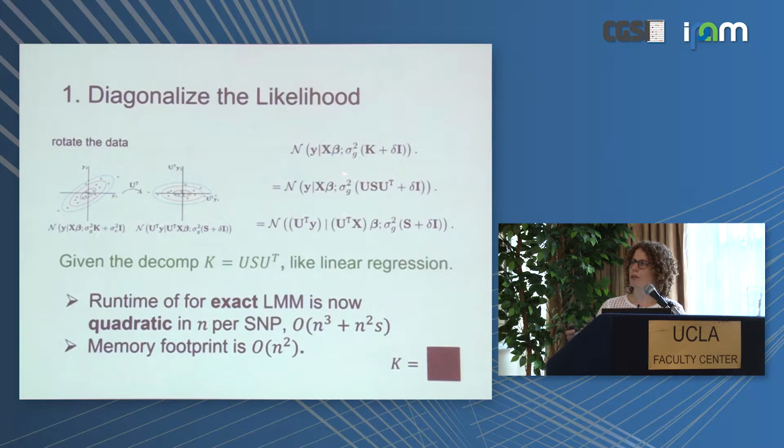And what you can do is you can literally, exactly rewrite the likelihood as follows, where you rotate the phenotype vector, you rotate your covariates, including the SNP you're testing, and what you're left with as a consequence of that is a diagonal covariance. So this is no longer linear regression because of this S term, but what's important is it is a diagonal matrix. By construction, a spectral decomposition yields a diagonal matrix there. This is diagonal and this is diagonal.